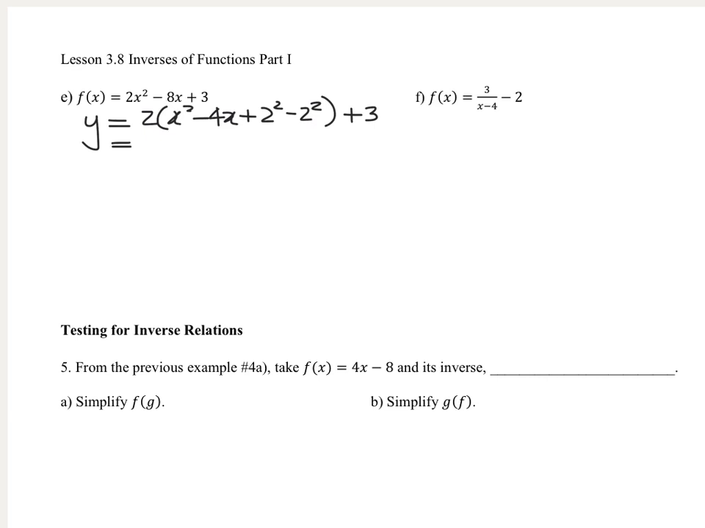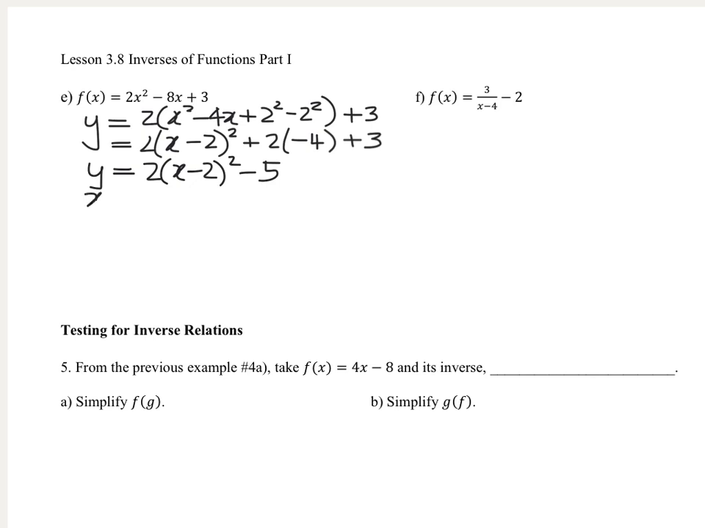So let's finish off. We have 2(x minus 2) squared plus 2 times negative 4 plus 3. We're going to finish off. We have 2(x minus 2) squared, negative 8 plus 3 is minus 5, and that is our quadratic function in vertex form. So now we can go through the steps of finding the inverse.